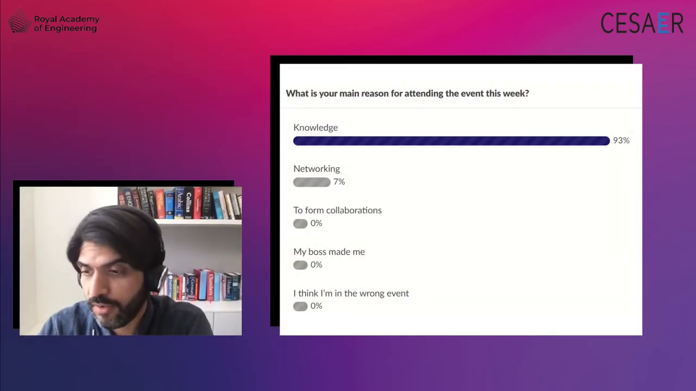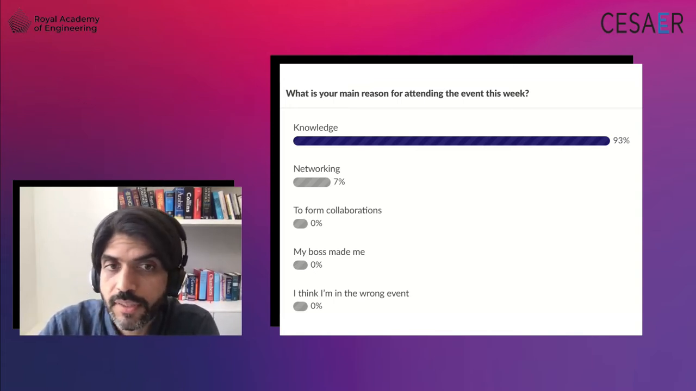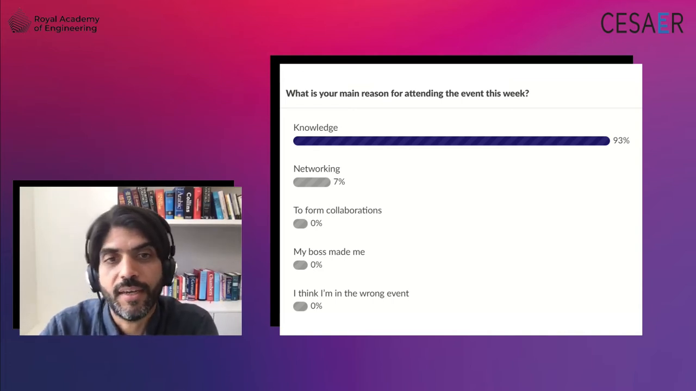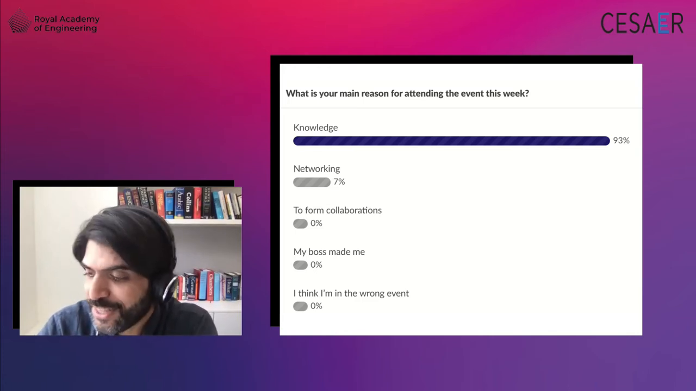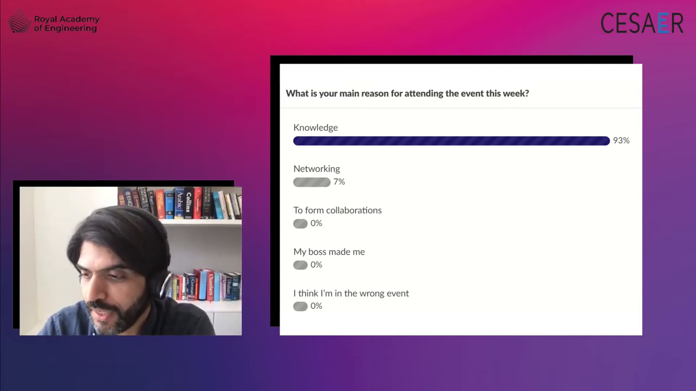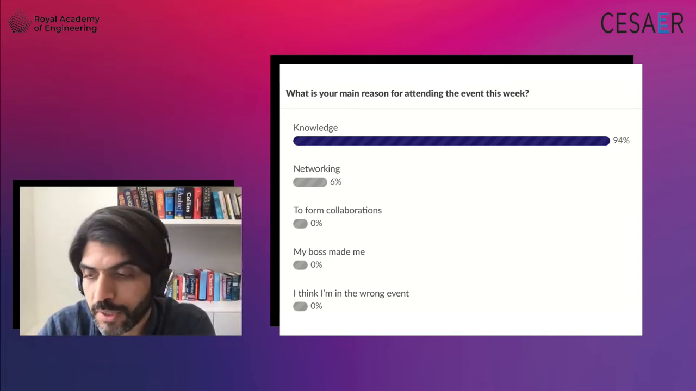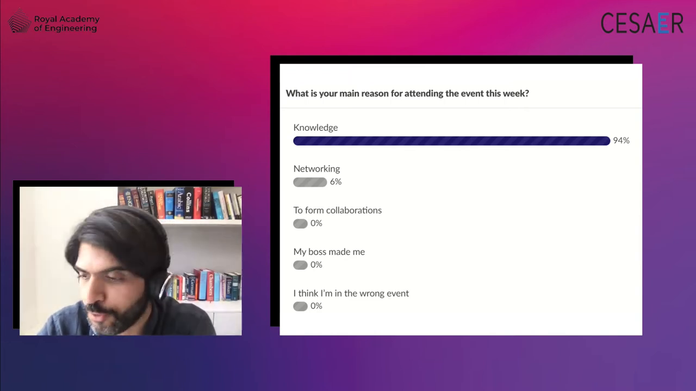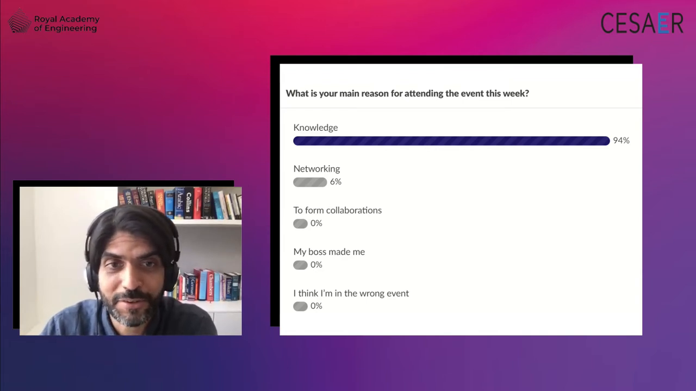The question for the poll, I'm looking down here on my screen, was, what is your main reason for attending this event this week? Is it knowledge? Is it networking? Is it to form collaborations? Did your boss make you go? Or do you think you're in the wrong event? Let me have a look at the results. Well, 93% of you are here for knowledge, which probably is the right way of thinking about this event. 7% for networking. No one thinks that they're in the wrong event, which is good. No one thinks they're here to form collaborations, but maybe that's another thing that everyone's here for, apart from knowledge. Your boss made you, 0% too. So good on you all for turning up all by yourselves.